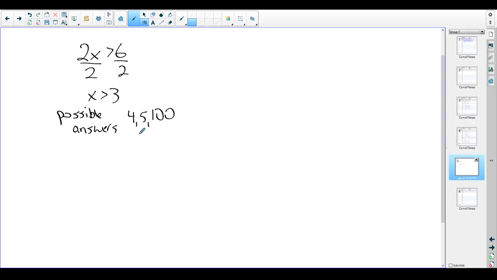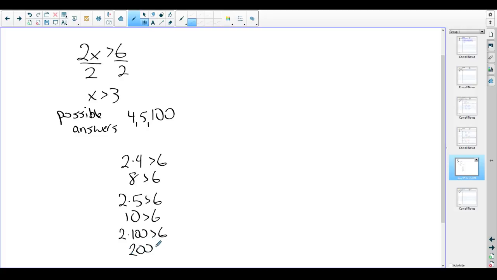So if I try these, like if I just put that in place of x, is 2 times 4 greater than 6? It is. 8 is greater than 6. No big deal. Is 2 times 5 greater than 6? It is. And then 2 times 100, 200 is greater than 6. So this works. As long as I pick some number greater than 3, this original inequality will be true.